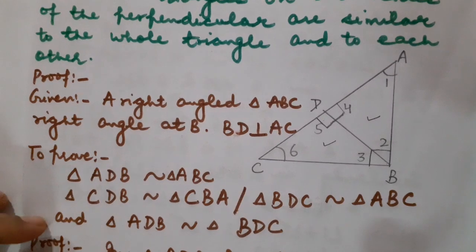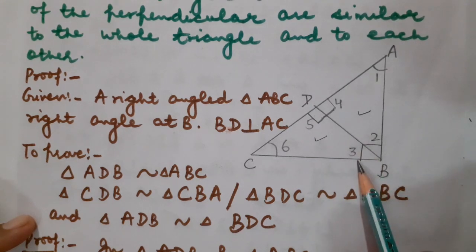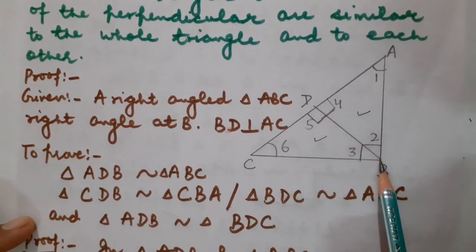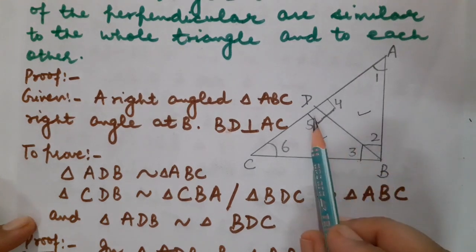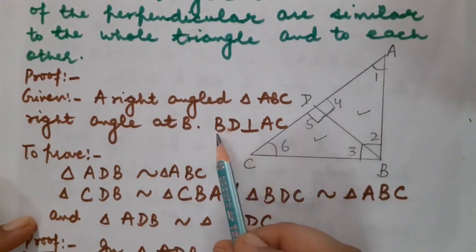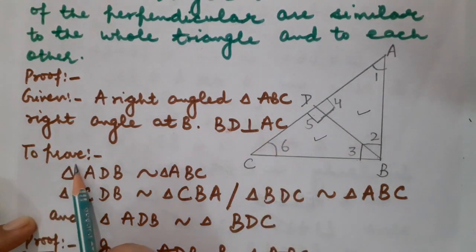So, let us start. What is given? You will have a right angled triangle given, that is triangle ABC, which is right angled at B. Clear? Then a perpendicular is drawn from this right angle to the hypotenuse. It means this is also given to us. So we can say that BD is perpendicular to AC. This is also given.